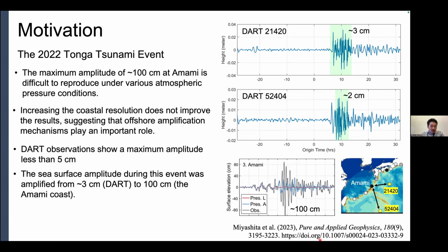What is particularly interesting is that the amplitude recorded at two nearby DART stations was only about 3 centimeters. The upper two plots show the detailed tsunami amplitude observed at these DART stations. The black line in the lower plot shows the waveform observed at Amami. So in other words, the wave was amplified from about 3 centimeters offshore to about 1 meter at the coast over a distance of a few hundred kilometers. To investigate this amplification mechanism, we decided to simulate meteotsunamis using GeoClaw.